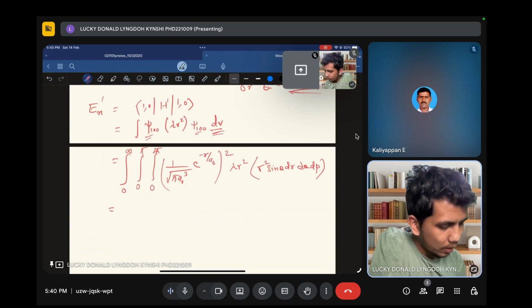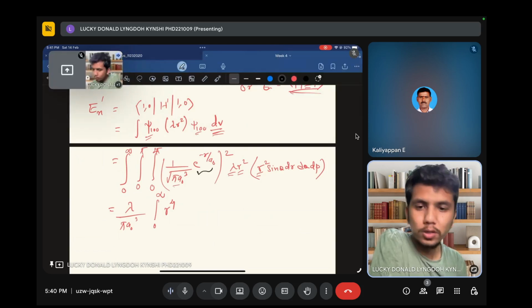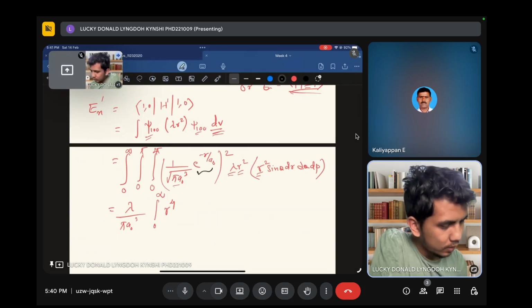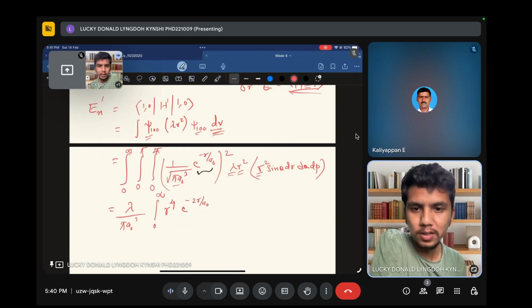Now you can take lambda outside because it is a constant term, and pi a naught cubed is also a constant term. You get simply pi a naught cubed. Then you get 0 to infinity, and there is an r squared term from lambda r squared, and there is an r squared from dV. So you get r to the power 4, r squared into r squared, and there is an e to the power minus r by a naught term. So you get e to the power minus 2r divided by a naught, right? Because it's a squared term.